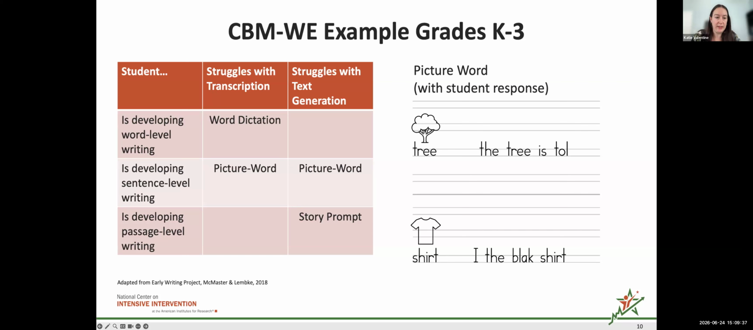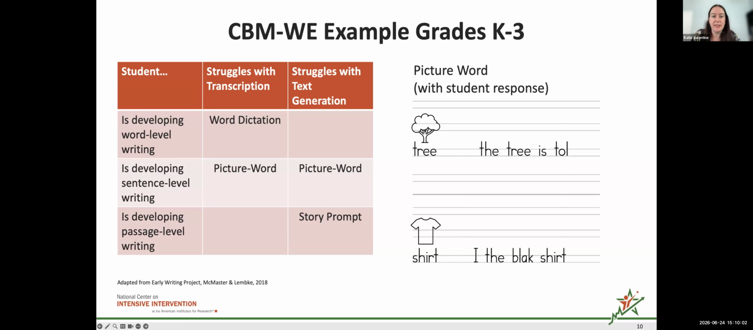Some of them are related to more just writing single words. A word dictation task looks familiar to a traditional spelling test that you might think of, where a teacher reads a word out loud and the student is asked to write that word. It's scored a little bit differently, a little bit more nuanced than just right or wrong, but that is one option for these.